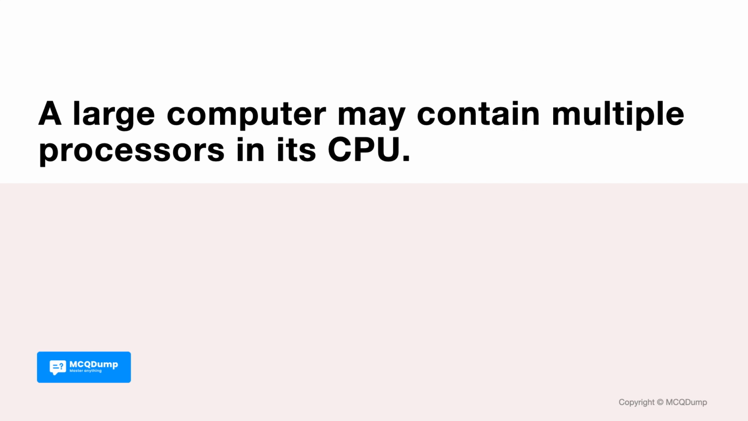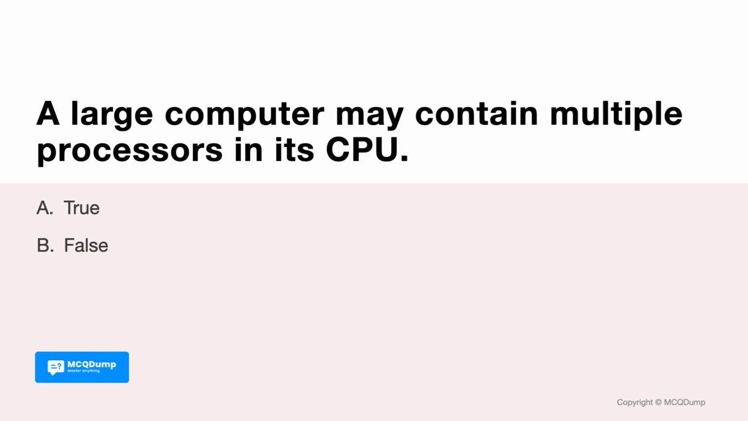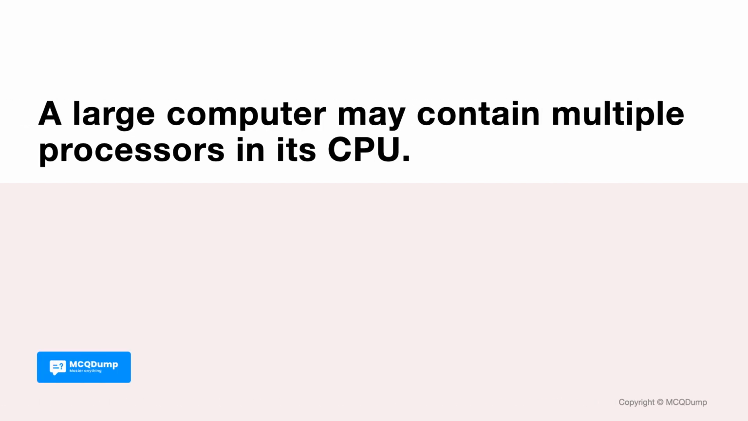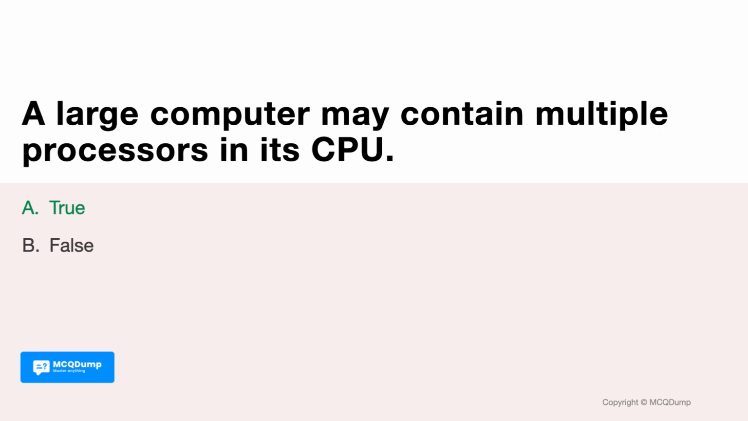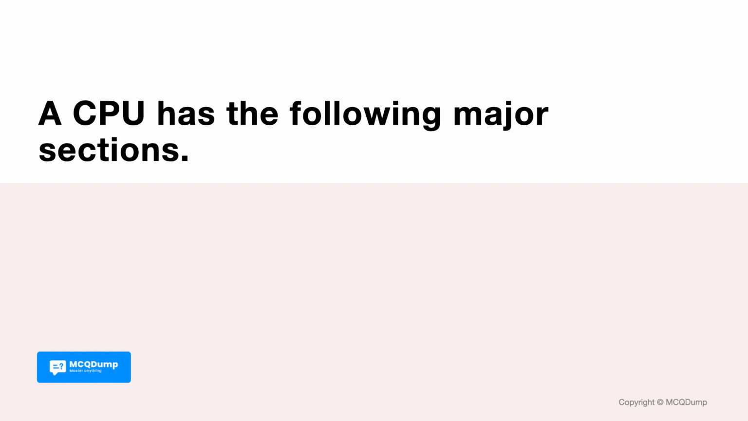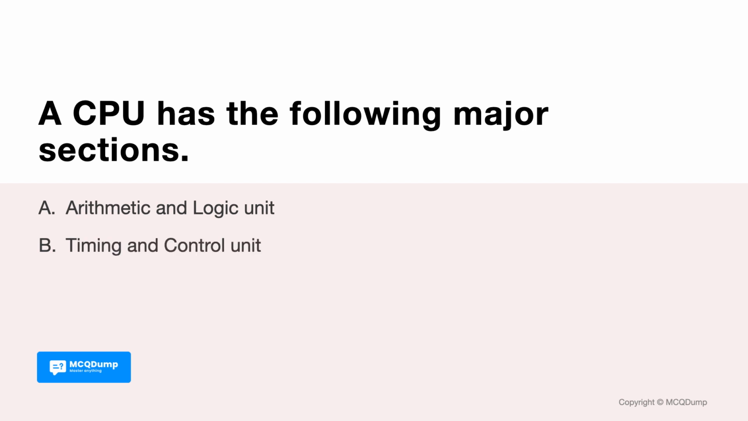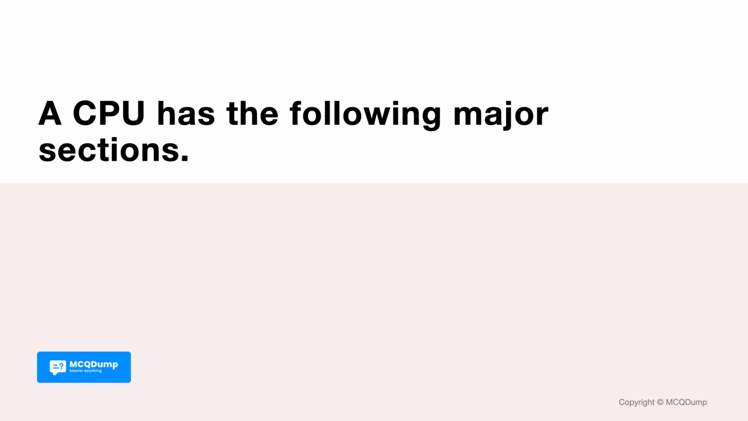A large computer may contain multiple processors in its CPU. True or false? It's true. A large computer may contain multiple processors in its CPU. A CPU has the following major sections. Options are A. Arithmetic and logic unit. B. Timing and control unit. C. Registers. And D. All of the above. Answer is D. All of the above.